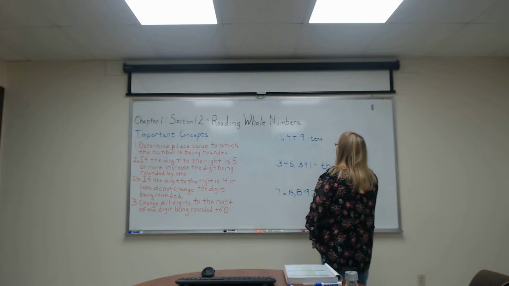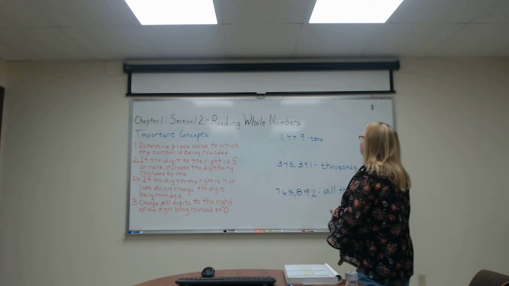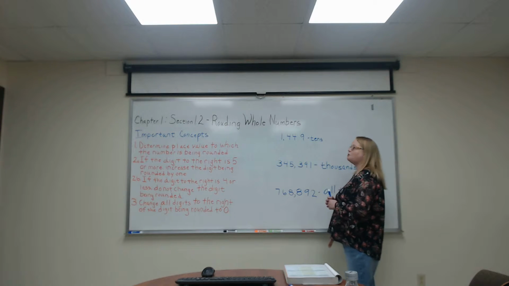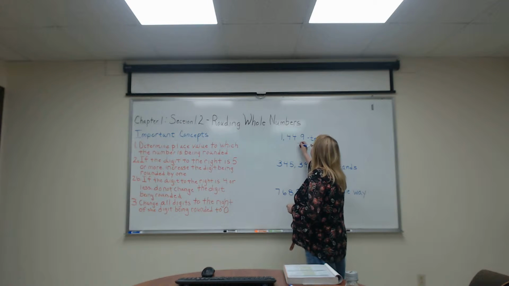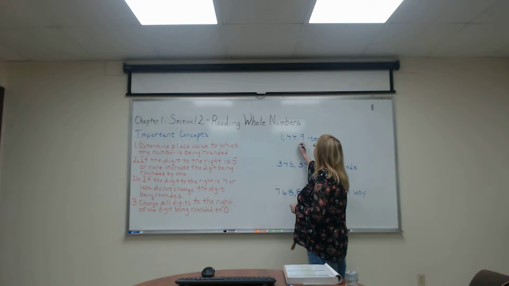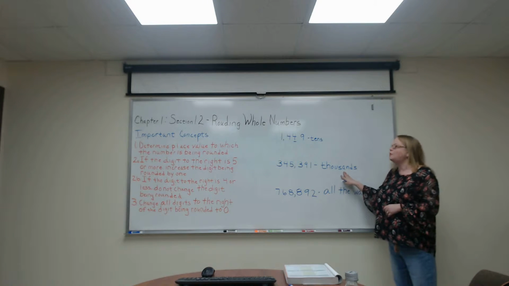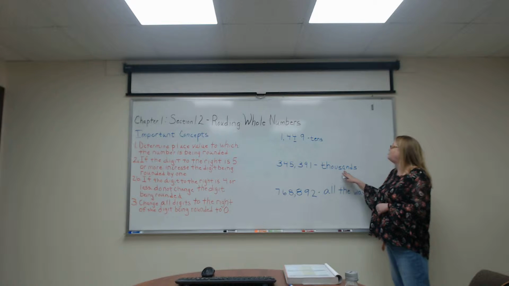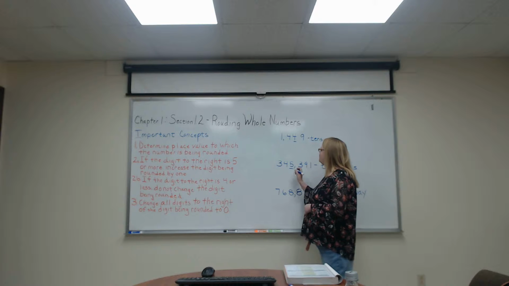So in this example right here, it's asking us to round to the tens. We know from place value and our section prior to this one that we're looking for the tens. We have our ones, we know our tens is here. That's what we're going to be rounding to. Here in this problem, we are looking to round to the thousands. So we know this is in the thousands place.